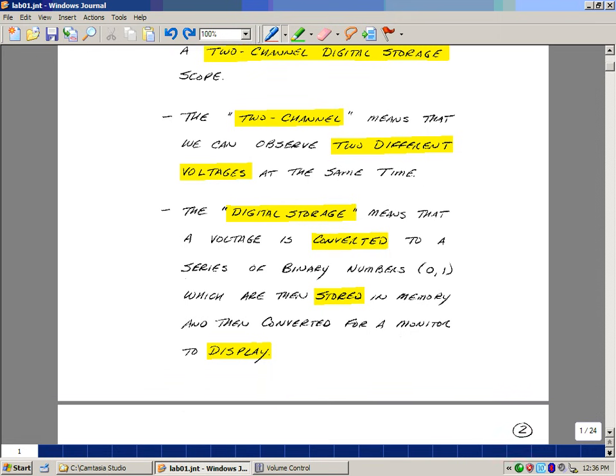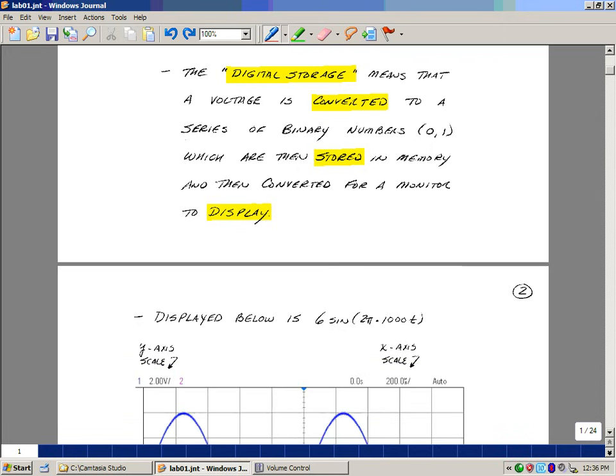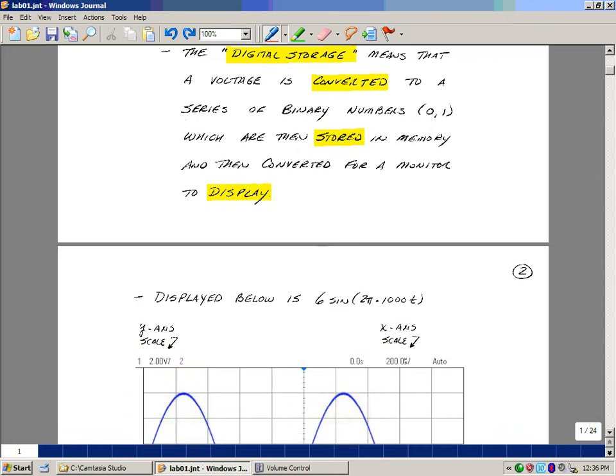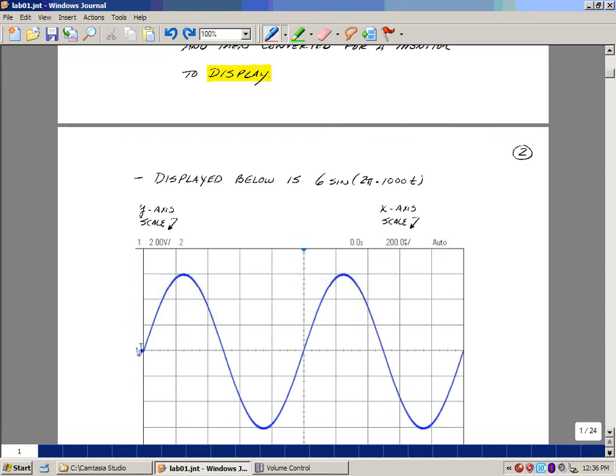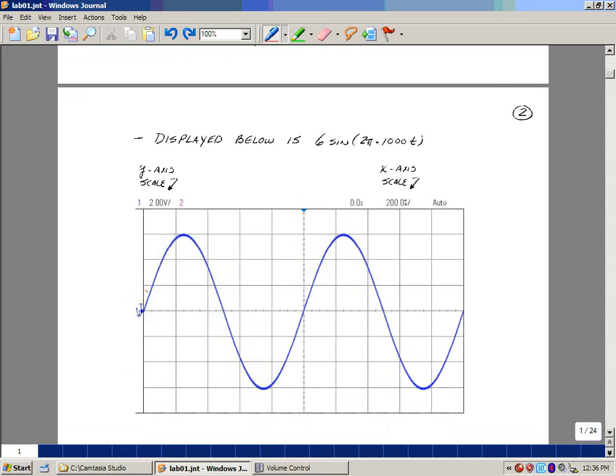Suppose that we set the function generator to a 6 volt, 1 kilohertz sine wave. What's shown here is a capture of the oscilloscope screen. The first thing to notice here is this little ground symbol. What this means is that this is the 0 volt reference line. Above it, we're positive, and below it, we're negative.